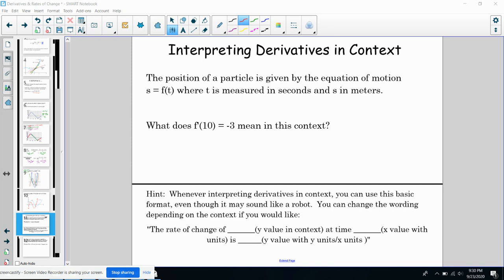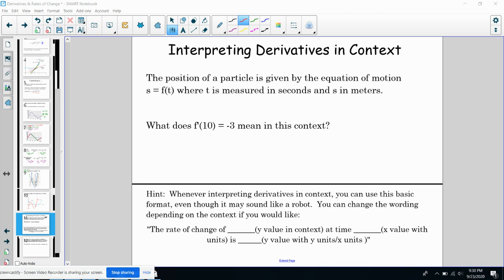When you use this, it makes you sound like a robot, which is fine. If you want to keep using the same format to answer the questions, that is totally fine. If you want to write it more like how you would talk, we'll show you both ways. It's the same interpretation, just worded a little differently. So for this hint, whenever interpreting derivatives in context, you can use this basic format, even though it may sound like a robot. You can change the wording depending on the context if you would like.